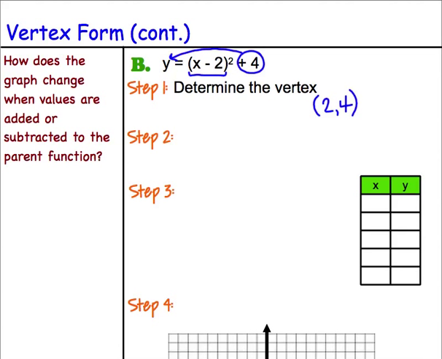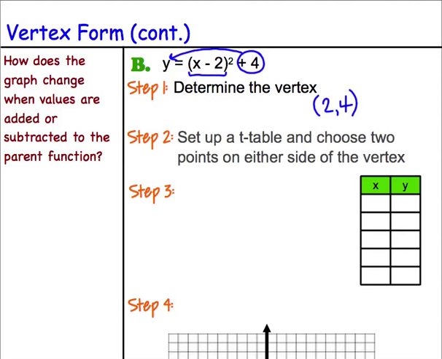Now, what we're going to do next is create our t-table. We're going to choose 2 points on either side of that vertex. So in my table, I'm going to put my 2, 4 in the middle, and that's because since it is the vertex, we want to see what it does on both sides of it. So because that is a positive 2, I'm going to make my life easy and just go 1, 0, and then 3, 4.